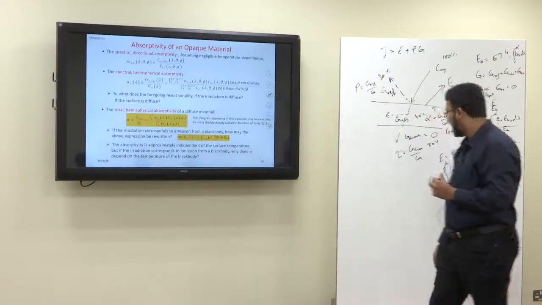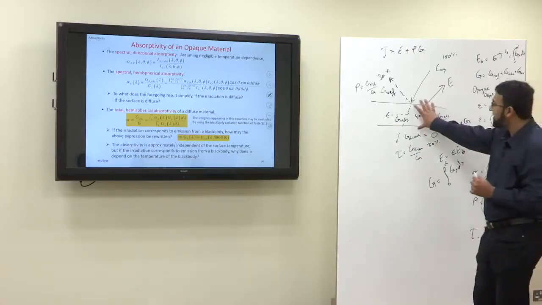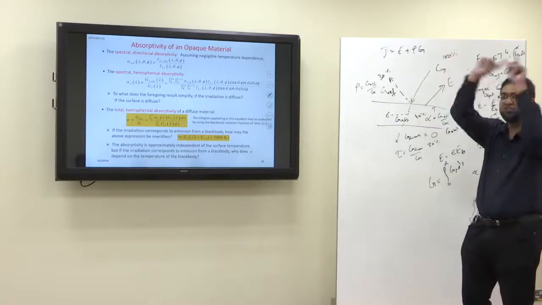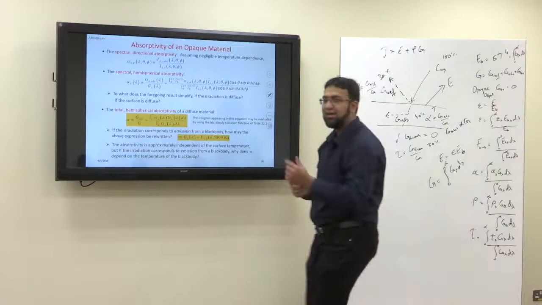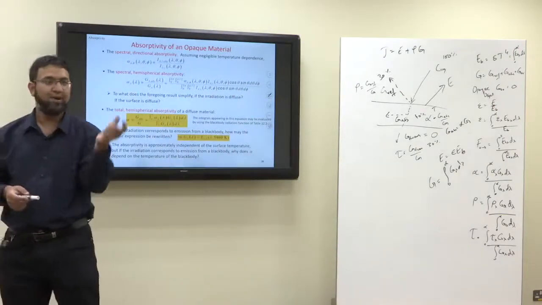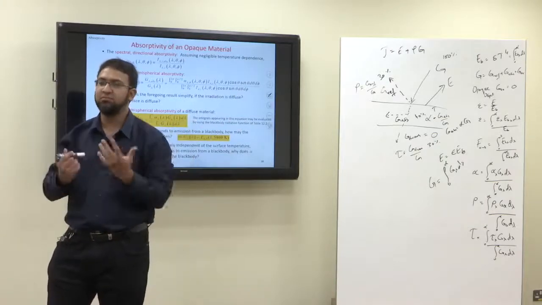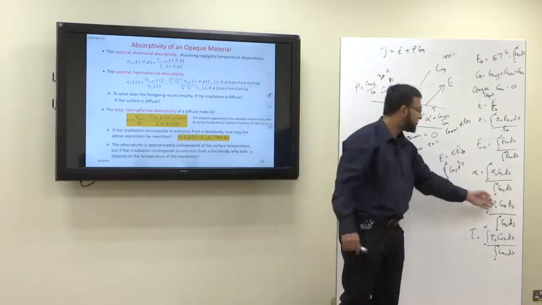So this is how we will replace the G's here with E. The incoming radiation for any surface, or for any object, will be the emission from its surroundings. So that's how we will replace G's with E.